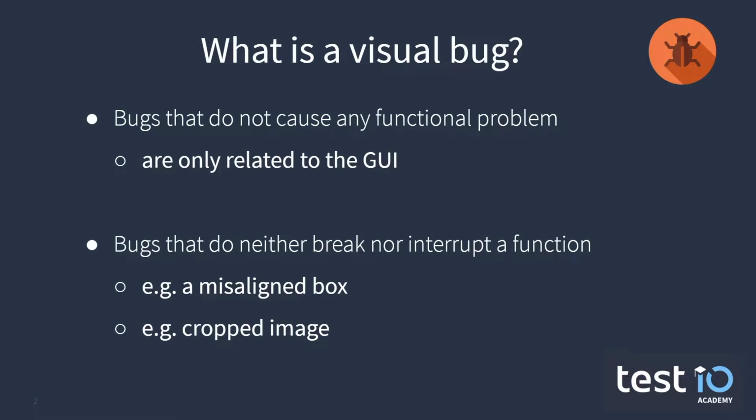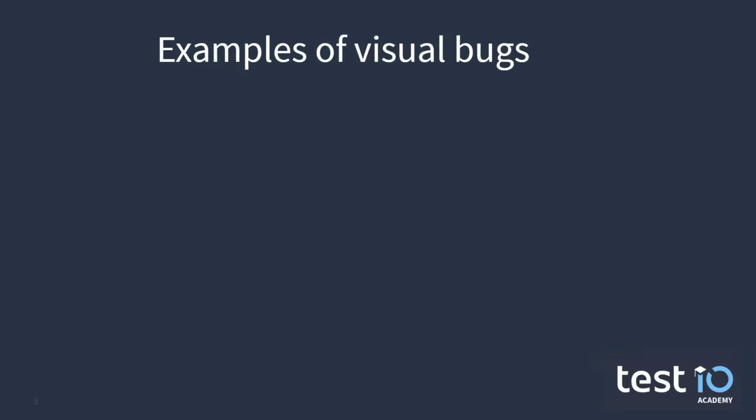Visual bugs are problems that do not have any functional impact and are only related to the GUI, the graphical user interface of the site or the app. So basically, if you see a problem that does not interrupt any feature or function, it is a visual bug. Let's have a look at some examples I prepared for you in the Test.io Academy.